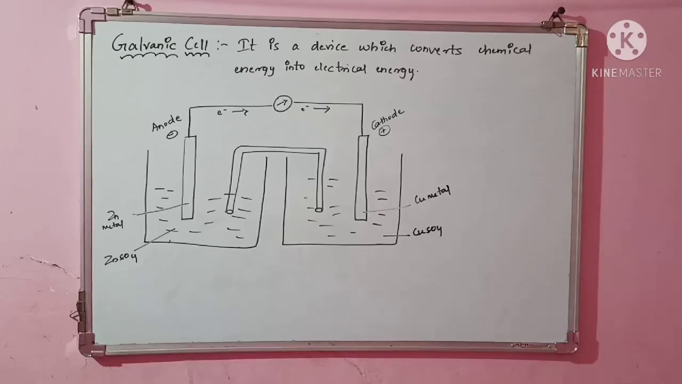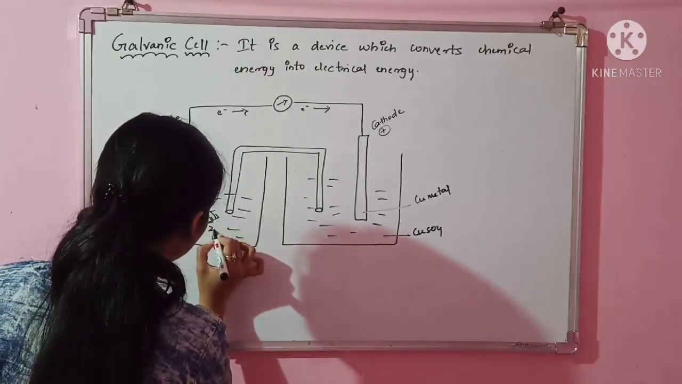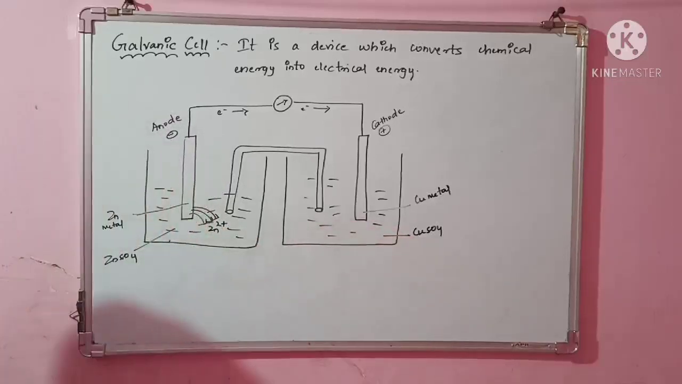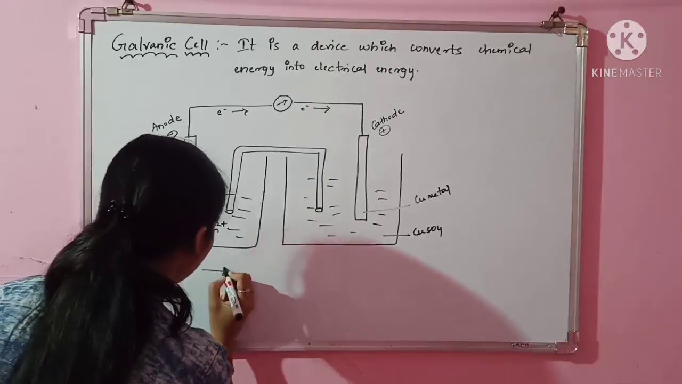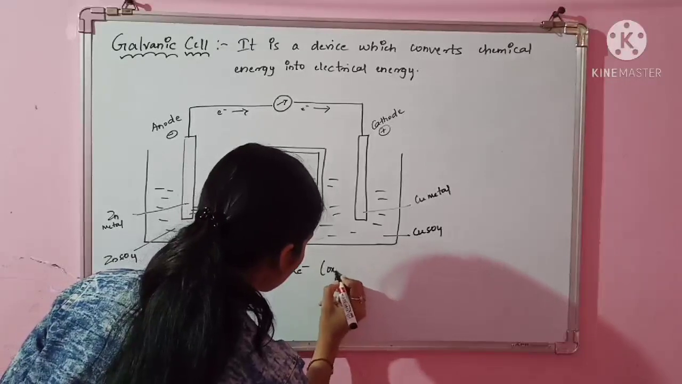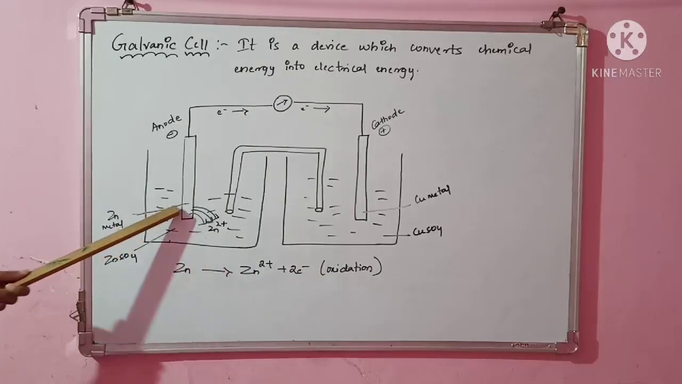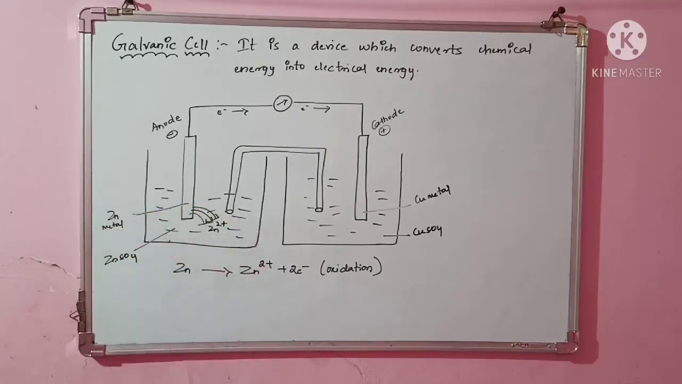Now the reaction will take place. Whenever the cell is set up, the zinc metal will undergo oxidation. It will come out as Zn2+ with the loss of electrons. Oxidation means loss of electrons. Remember, zinc metal undergoes oxidation. Here it is getting dissolved in the solution, losing two electrons, and oxidation is taking place.